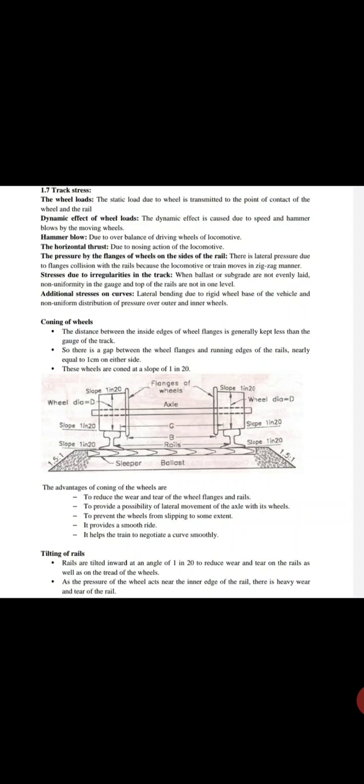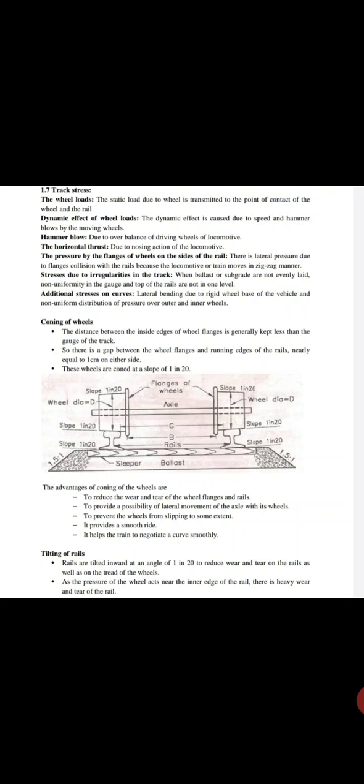Coning of wheel. The distance between the inside edges of the flanges is generally kept lesser than the gauge of the track. So there is a gap between the wheel flanges and the running edges of the rail, nearly equal to 1 cm on either side. The wheels are coned at a slope of 1 in 20. You can see in the figure below, the cone is 1 in 20 everywhere, on both sides of the track.